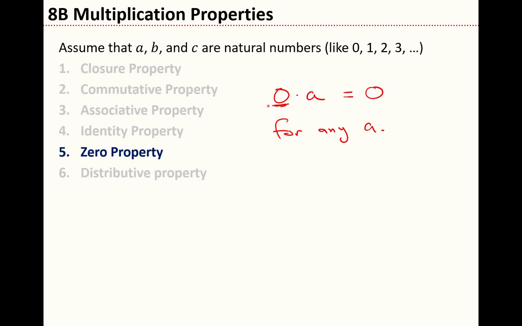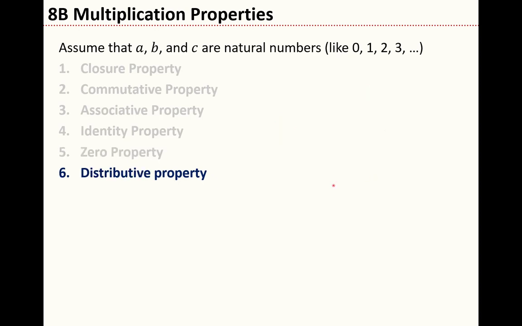Our last property in multiplication is the distributive property, and this is the one that ties together the multiplication and addition. How do they interact together? So the distributive property says a product, a times this sum, b plus c, can be computed as a times b plus a times c. We think of distributing the a over the b plus c. We sometimes say that multiplication distributes across addition.